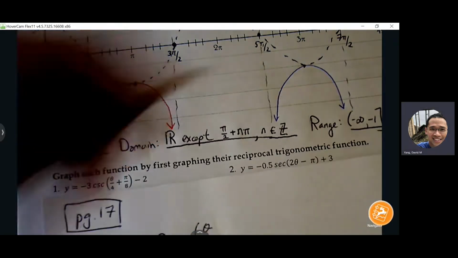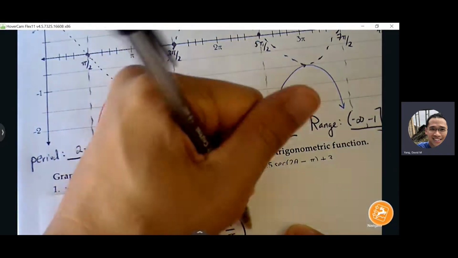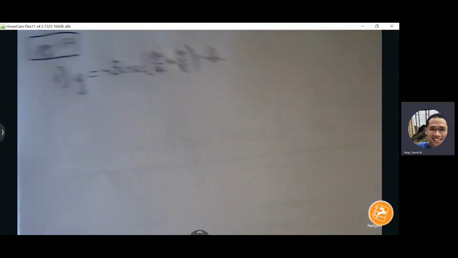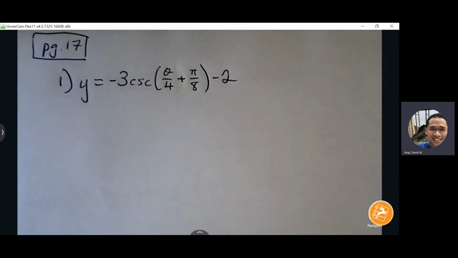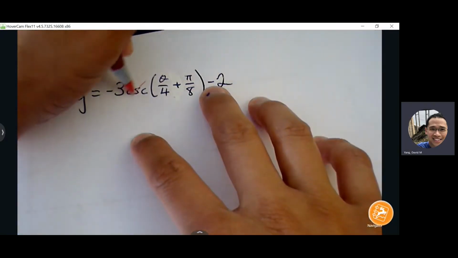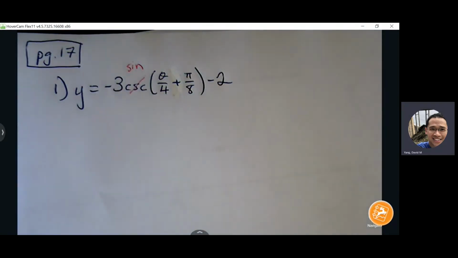So that's the question. Yes, yes. So we see cosecant, but we're going to just pretend like we're doing a sine graph. I know that ultimately we're doing cosecant, but we're just going to pretend like we're doing the sine graph and treat this like you would on the quiz that you just took.